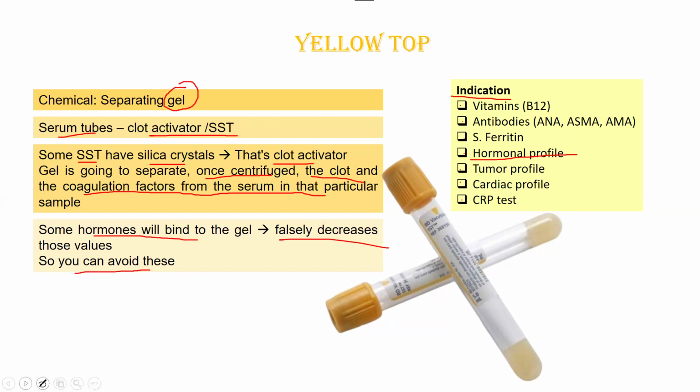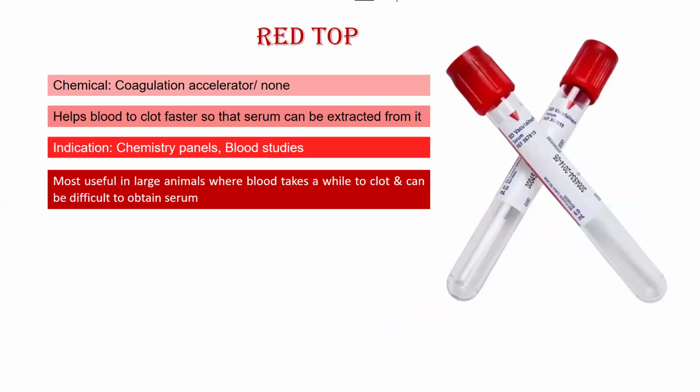Next, we have the red top tube. A red top tube is basically also a coagulation accelerator. It will allow the clot formation. It's the same as a yellow top tube, but it will clot faster, so that serum can be extracted from it. Its indications are chemistry panels and blood studies. Now, if red top tube and yellow top tube are both serum separators, what is the need of the red top tube? In which condition do we prefer the red top tube?